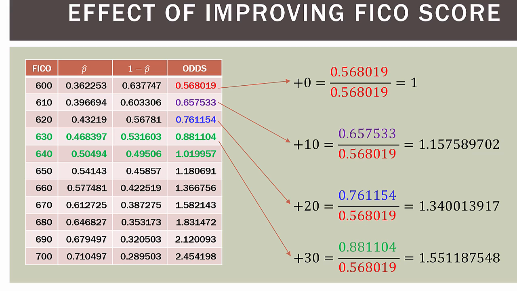Now, I don't want you to confuse these odds with the odds ratios over here on the right. The odds on the left are our original odds of being approved for a certain credit score, an individual score. Our odds ratios on the right are a comparison of two odds. So two different things.